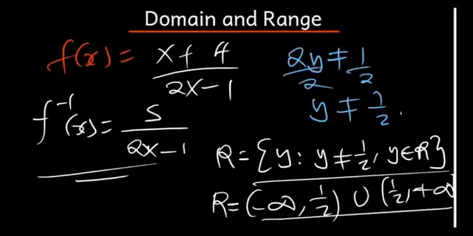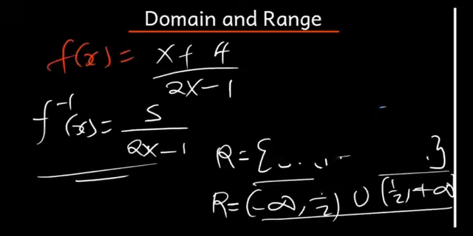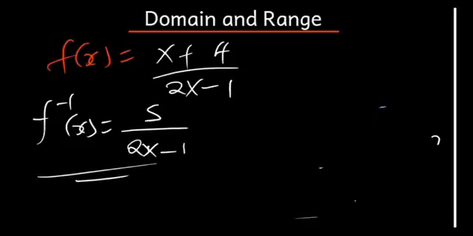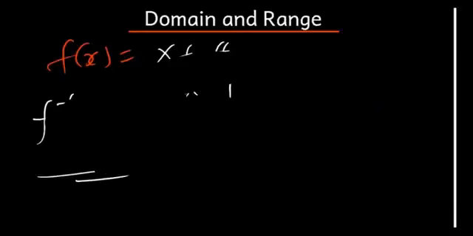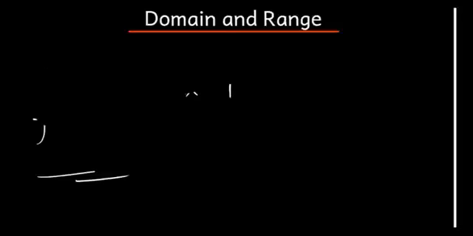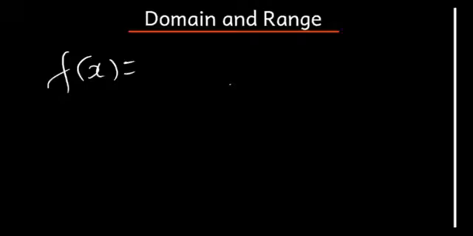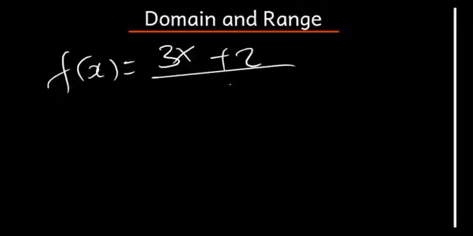Okay, so let's have another example where we have something which is complicated just a bit. What are we going to have? Let's say we have f of x as 3x plus 2 over x squared minus 4.